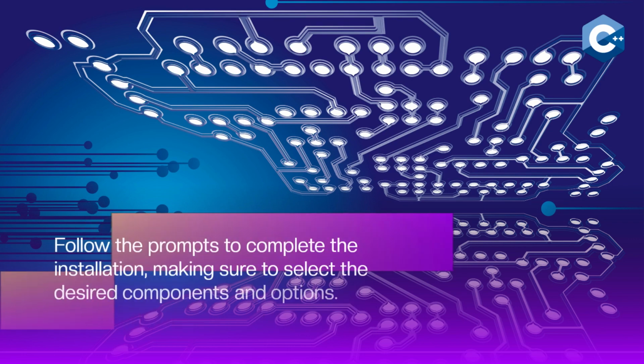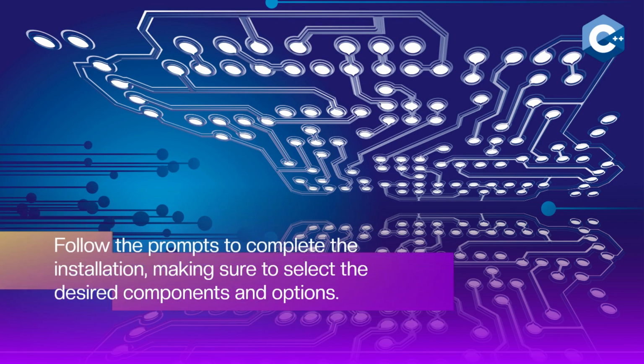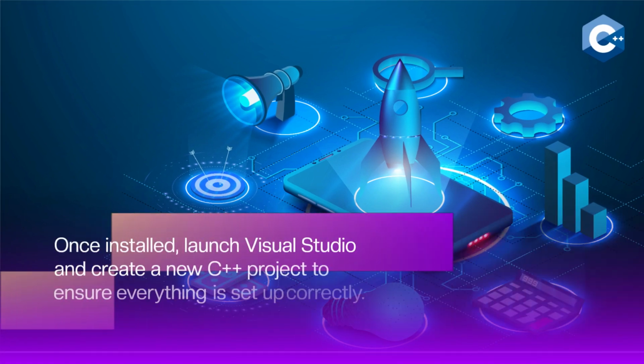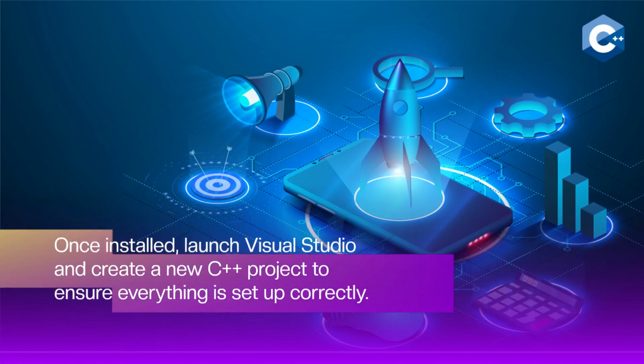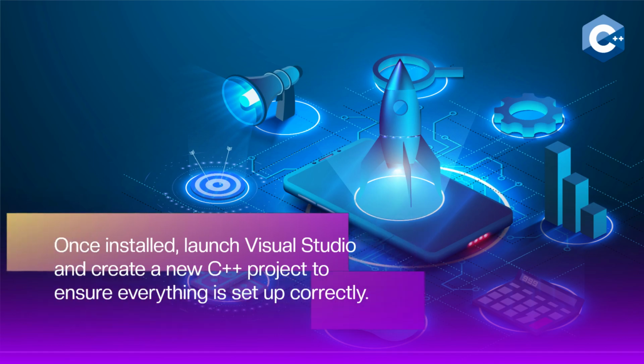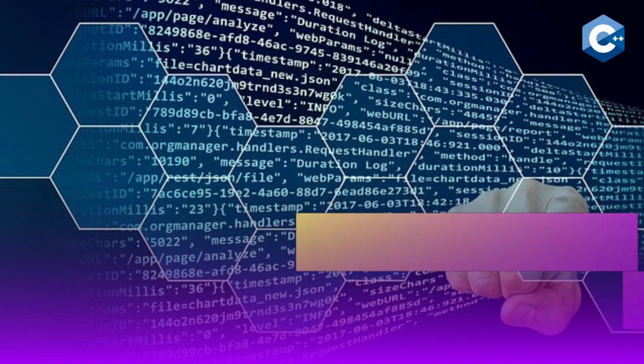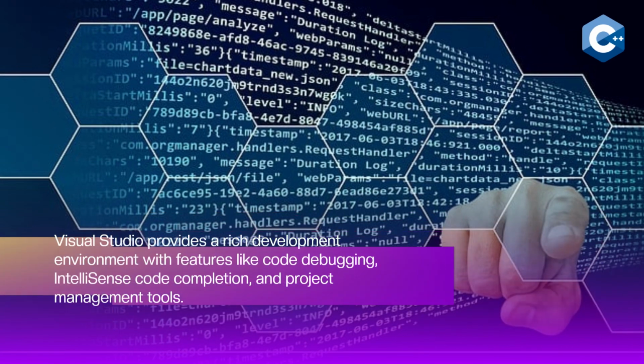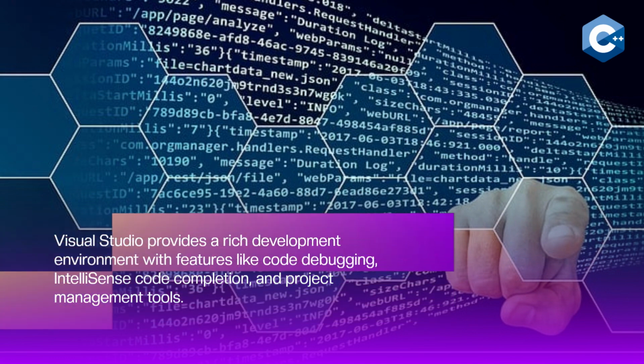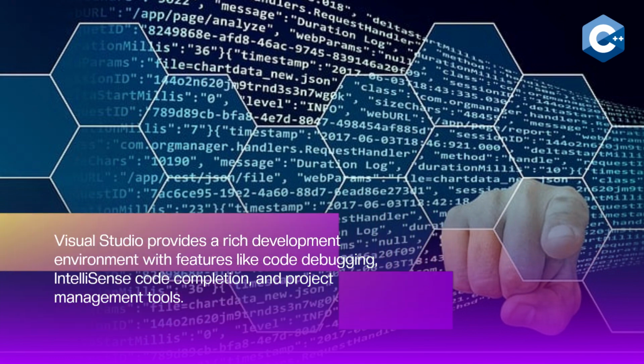Follow the prompts to complete the installation, making sure to select the desired components and options. Once installed, launch Visual Studio and create a new C++ project to ensure everything is set up correctly. Visual Studio provides a rich development environment with features like code debugging, IntelliSense code completion, and project management tools.